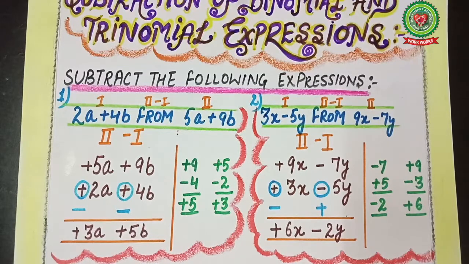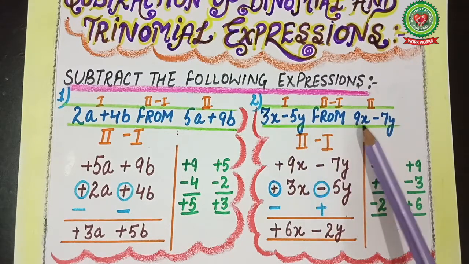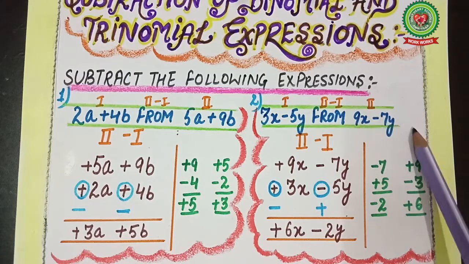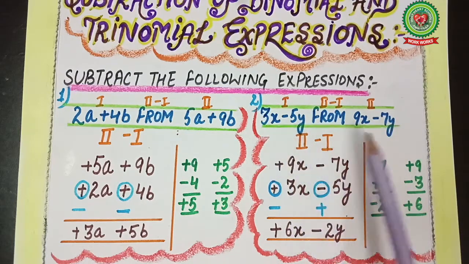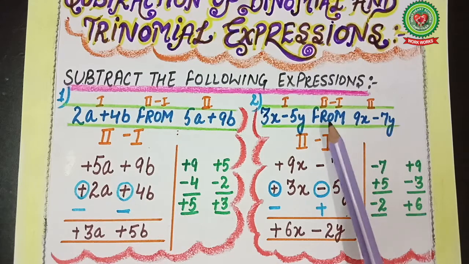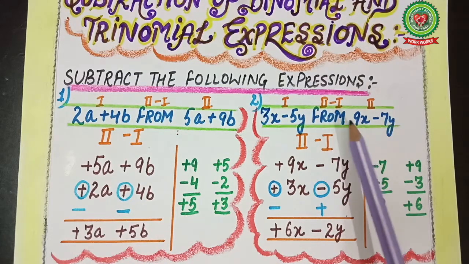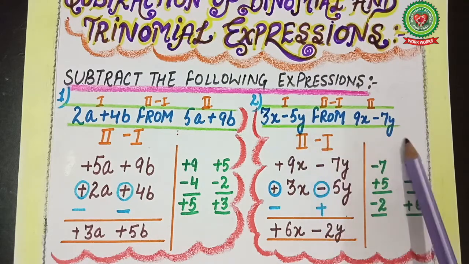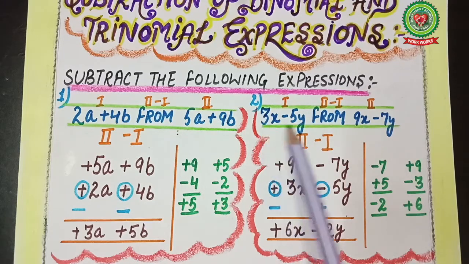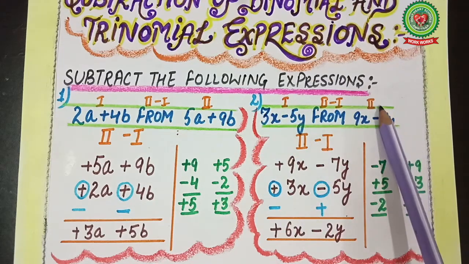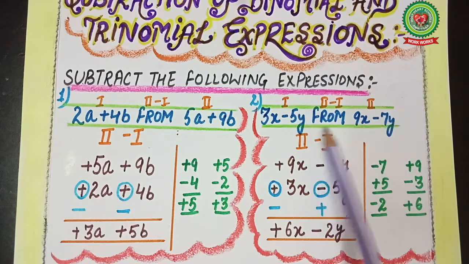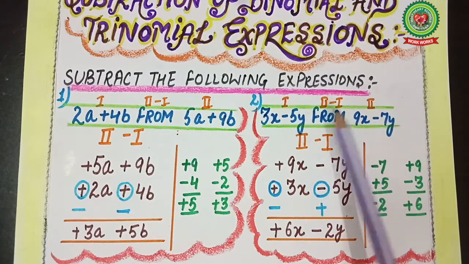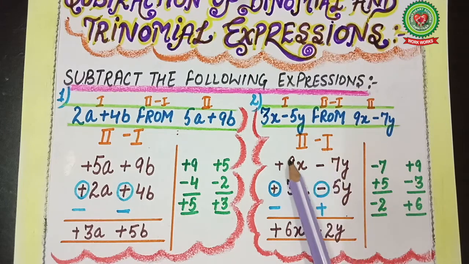Now move to example number 2. Again here subtract 3x minus 5y from 9x minus 7y. So that means this one is your first expression, this will be your second expression, and from means what? Second minus first. So you have to do this question in this way only. Here you will underline this and write your first expression, underline this, you will write your second expression, and underline from also, and from means second minus first.